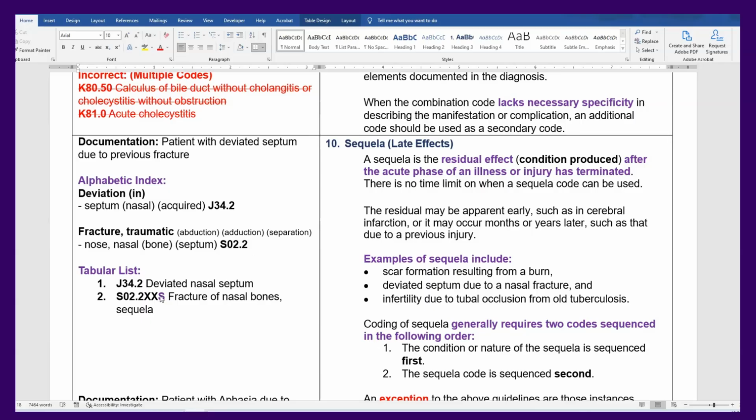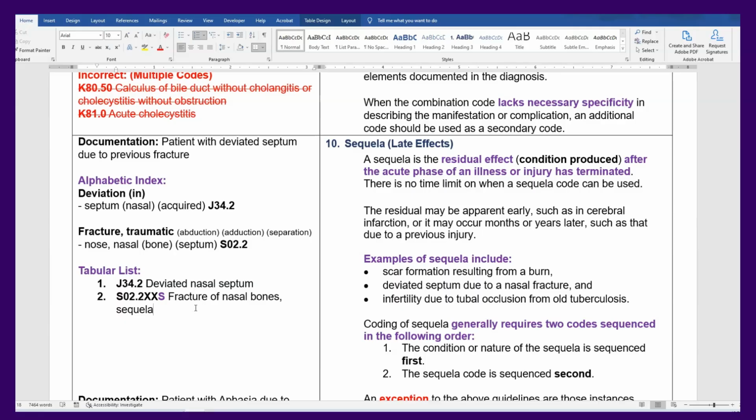Our seventh character here is going to be the sequela. Just a reminder that our seventh characters are found at the category level. So at the S02 level, we'll find the S for the seventh character. Since these don't add any specificity, that's our X convention. We had to add the X's there because there isn't any other level of detail that we have about this. So the two X's are here, and then we have the letter S for a sequela. Okay, so we have fracture of nasal bone, sequela.